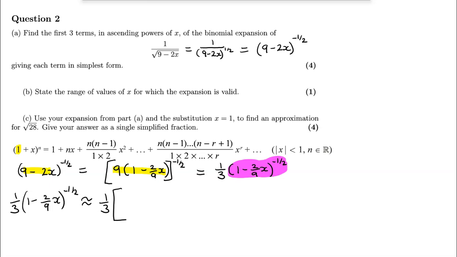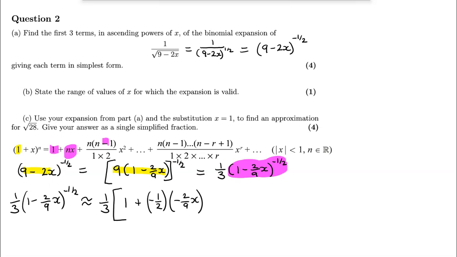So using this expansion, the first term is just always going to be a 1. And then I'm going to work out that nx term. So n is my power, so that's going to be negative a half. And then x is just this minus 2 over 9x. So basically we just replace the x with minus 2 over 9x. So let's pop that in.